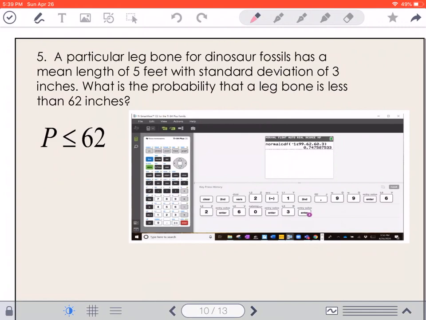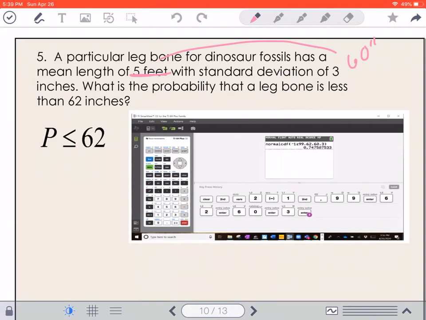So that goes with our top formula, the formula that we just used before, but I want you to be very careful here. We have a couple different units of measure. We see that it has a mean length of 5 feet with a standard deviation of 3 inches, but we want to know what's the probability that a leg bone is less than 62 inches. So before you can even begin this problem, really everything needs to be in the same unit of measure. So you need to go ahead and convert that 5 feet to inches. So 5 feet times 12 inches is going to give us 60 inches total, okay?